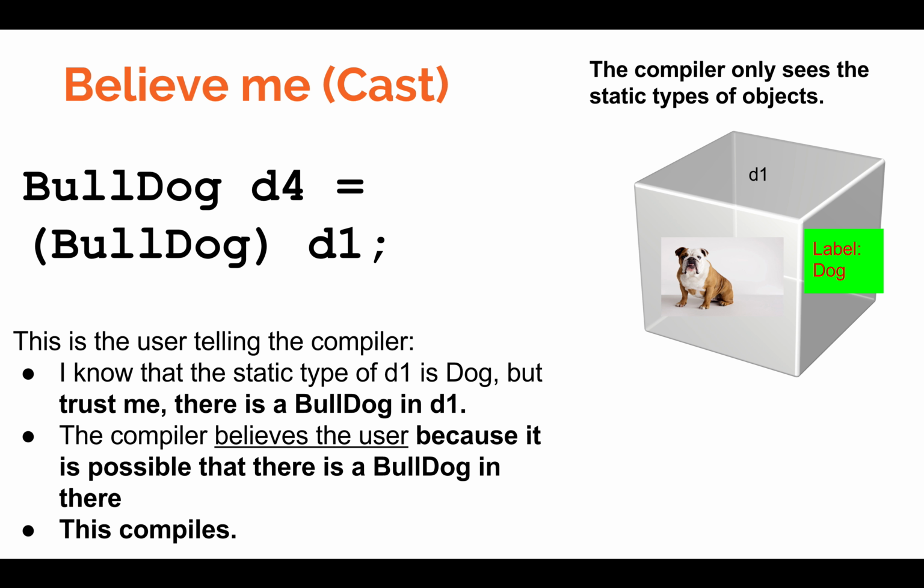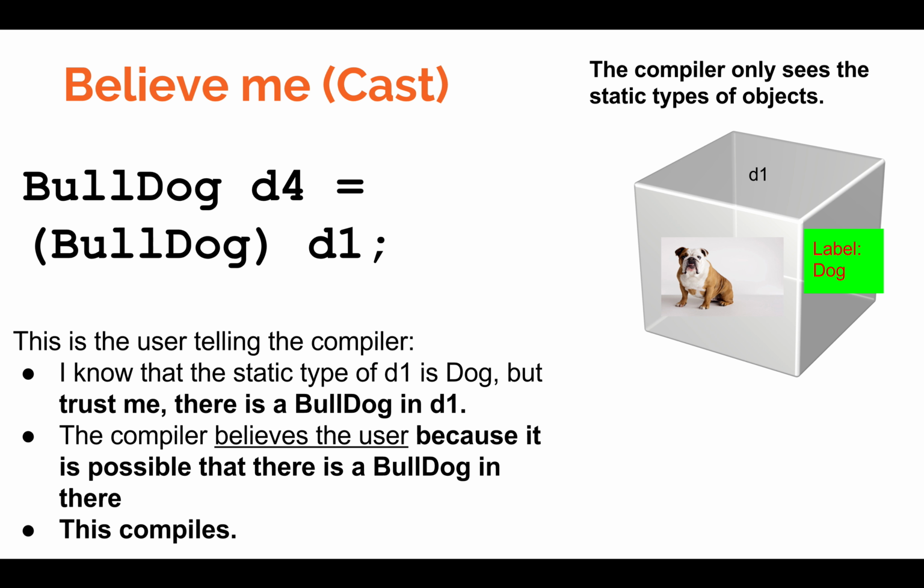So let me rephrase that. D1's static type is actually dog, right? We made it to be dog initially. It's labeled dog. So the compiler makes sure that bulldog, the thing you are saying it actually is, is a subclass of the label. Does that make sense?